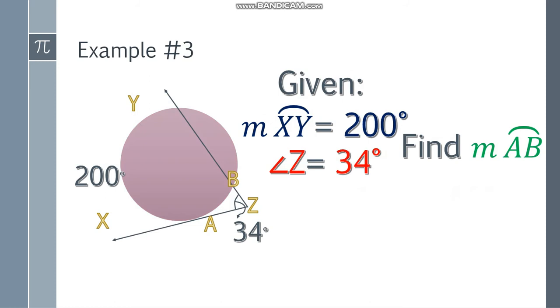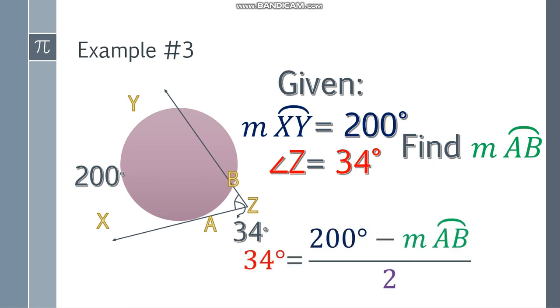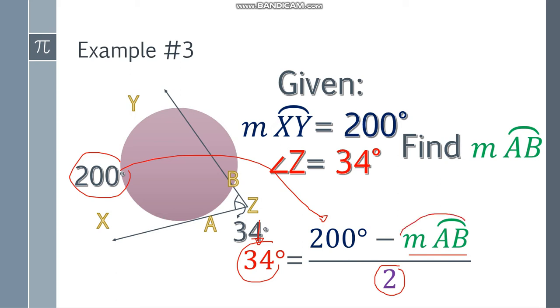Next example. What if we have the larger intercepted arc, and we have the exterior angle, which is 34 degrees? We are asked to find the smaller intercepted arc. So how can we find the measure of that one? Simply place the formula again and substitute the values. We have 34 here because that is the exterior angle. The larger arc, 200 degrees, will go here, and the smaller arc we don't know, so that will be the measure of AB. And the answer will be divided by 2.